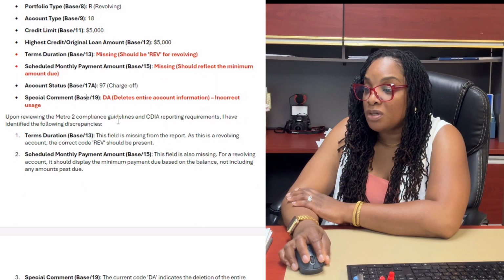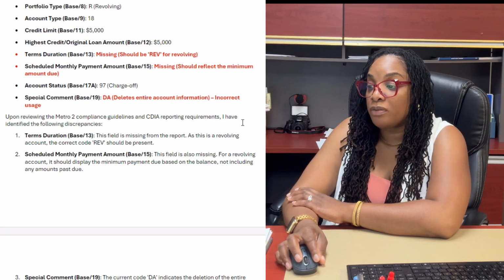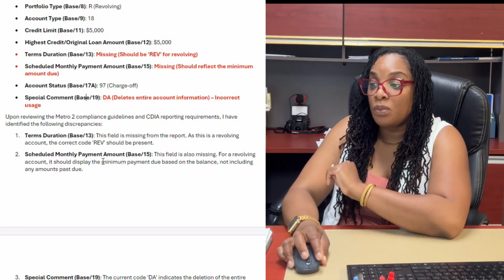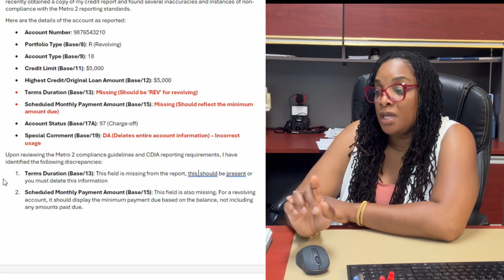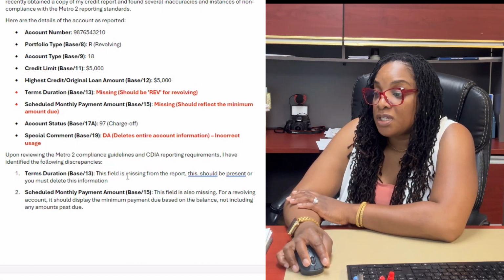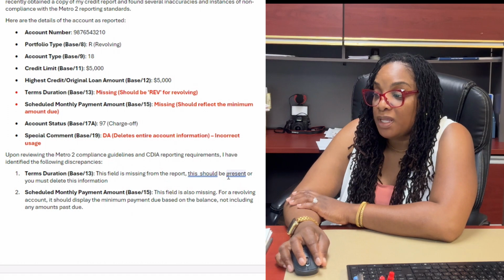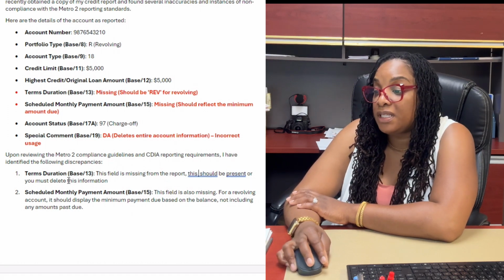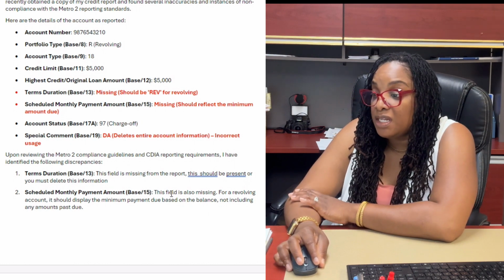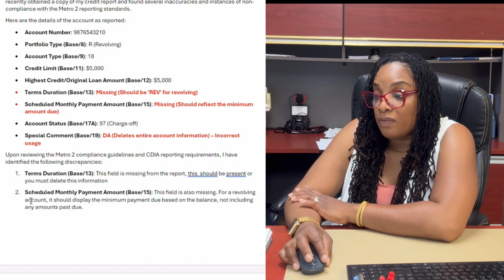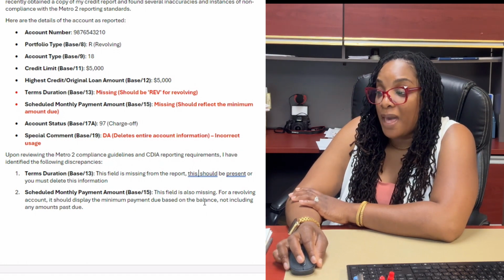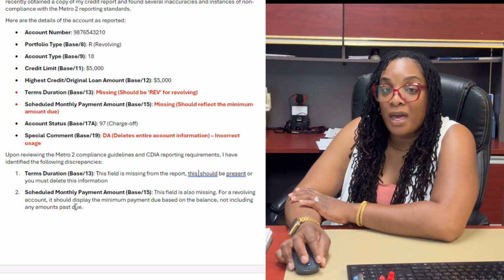Upon reviewing the Metro 2 compliance guidelines and CDIA reporting requirements, I have identified the following discrepancies. So now we're getting down to it. Number 1, base 13, which is terms duration. This field is missing from the report. This should be present, or you must delete this information. Number 2, scheduled monthly payment amount, base 15. This field is also missing for a revolving account. It should display the minimum payment due based on the balance, not including any amounts past due.